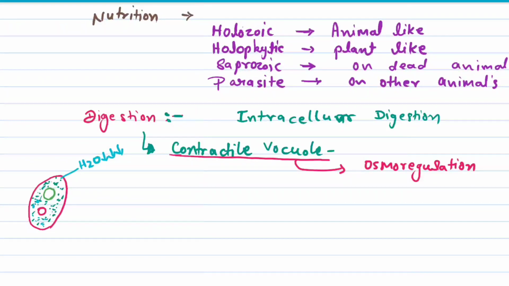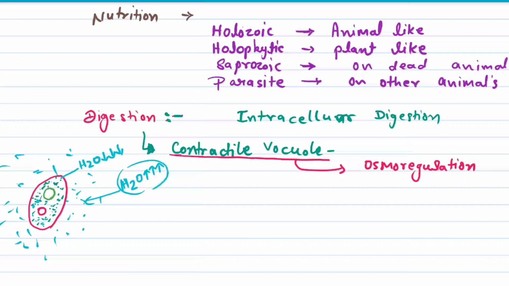Okay, so while maintaining solute concentration, free water molecules are very low, but the surrounding environment contains water molecules in a very high amount. In the outer environment of the protozoan, H2O is very high. So what is osmosis? Osmosis says that movement of water is from high water concentration to low water concentration. Okay, so now what happens?